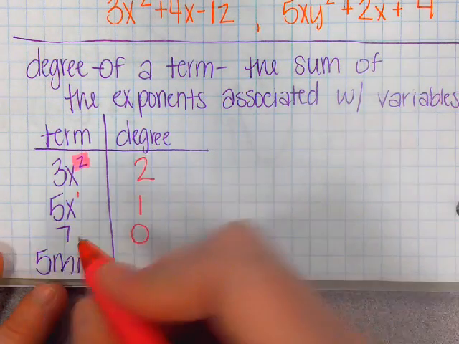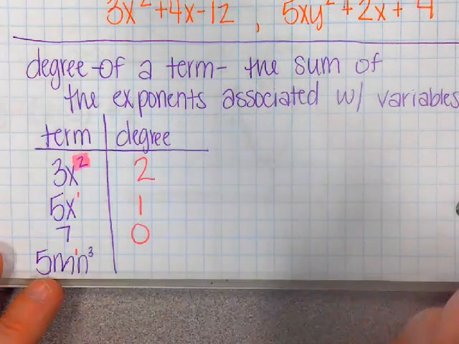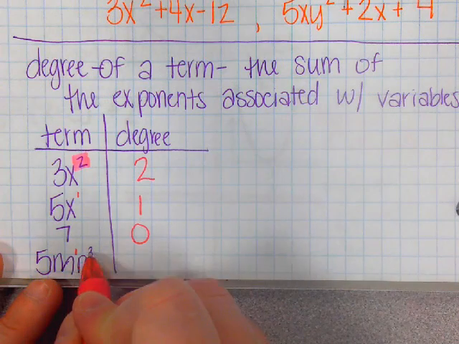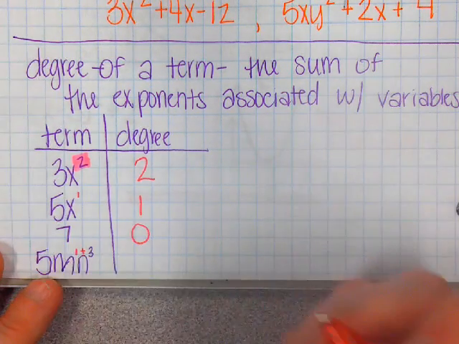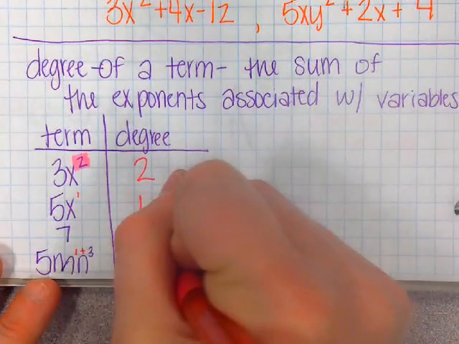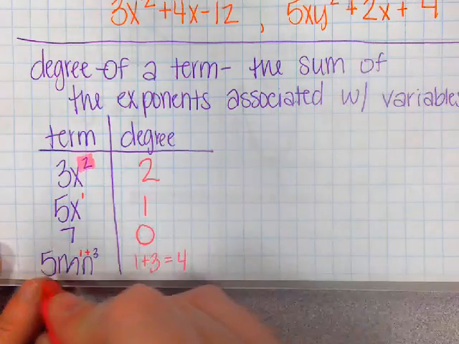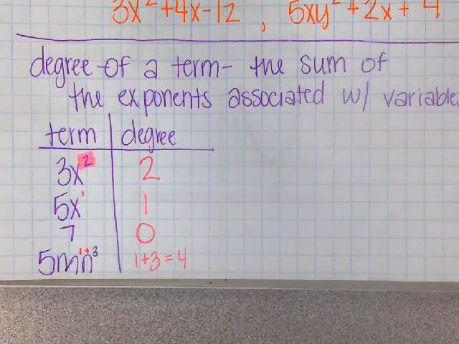And then this one, 5mn cubed. Now if you look, m has an exponent of 1, and you have n cubed. So it'd be 1 plus 3. So 1 plus 3 equals 4. So the degree of this term is 4.